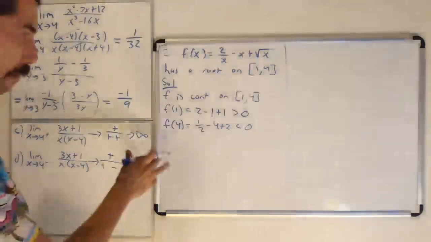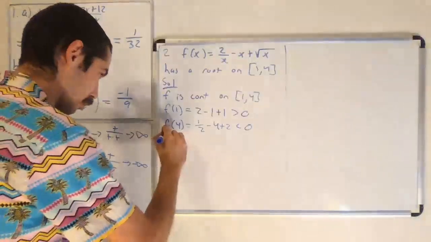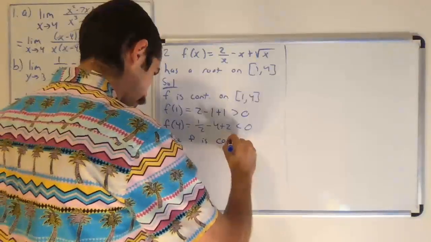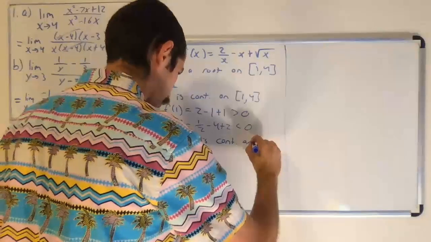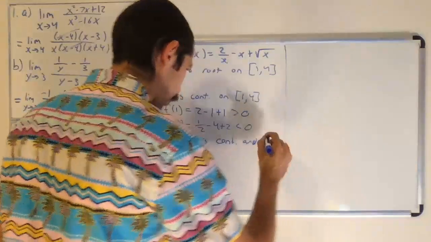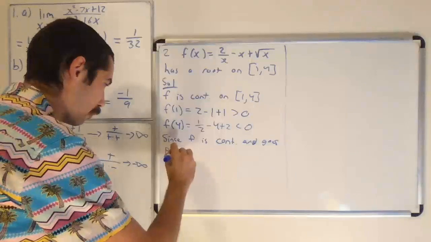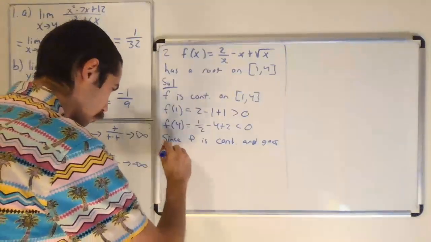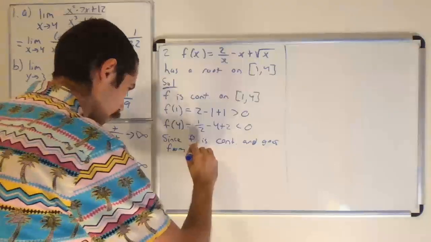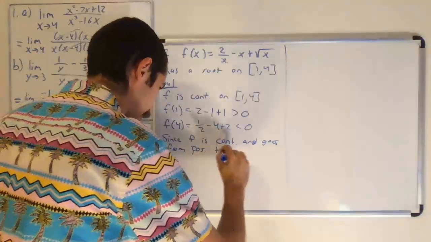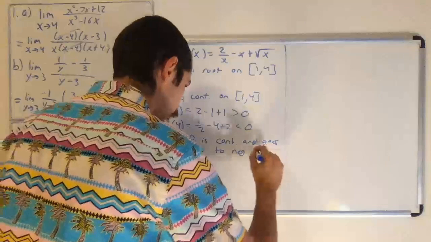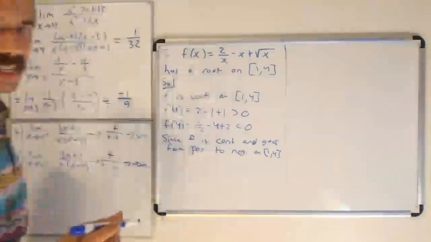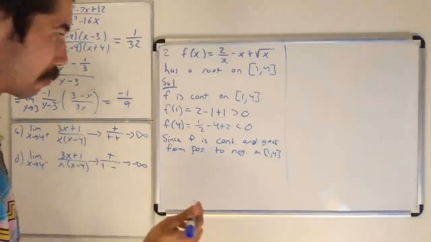Okay, and so since f is continuous and goes from positive to negative, the IVT says there must be a spot when f of x equals 0.